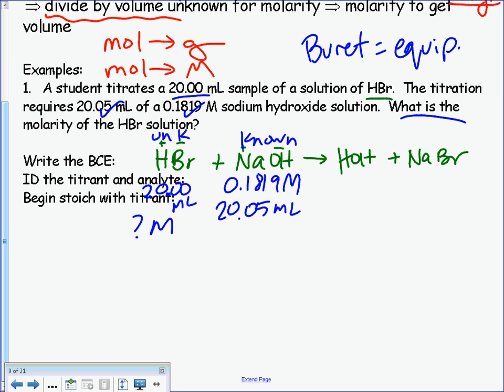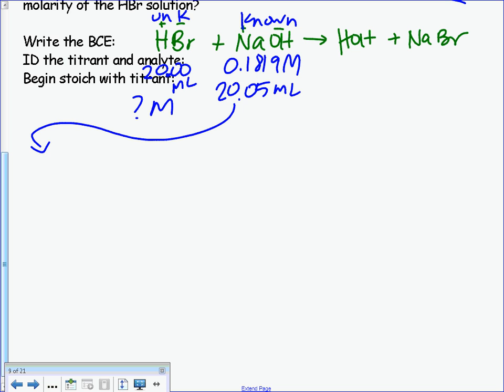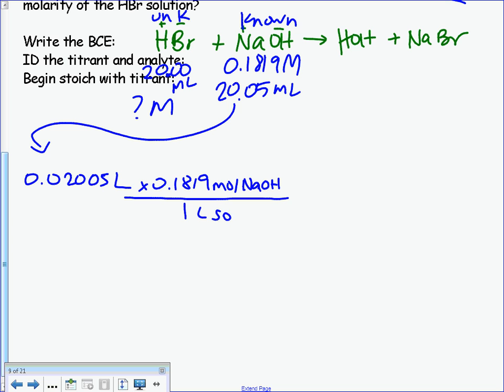Now here we go. We're going to start just like I stated previously above, how to start any types of problems. What does it say on how to start? Volume of standard times the molarity of the standard to get the moles of the known. Okay, so I'm literally taking these values and multiplying them together. But if I'm using molarity, I need to put this into what unit first? Liters. So I'm going to put that in liters. So 0.02005 liters times the molarity of the base. And I'm actually going to break that up into its actual units. So 0.1819 moles of sodium hydroxide over liter of solution.